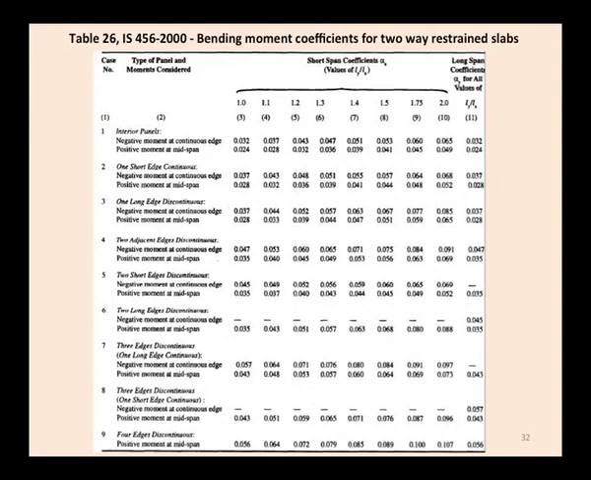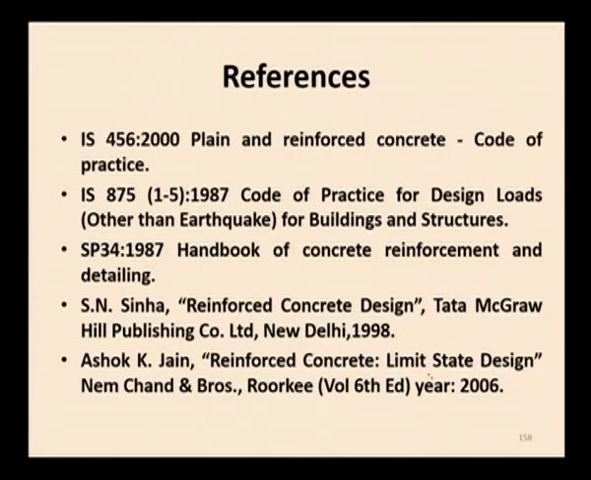For this problem we need to select, that is 3 edges discontinuous, 1 short edge continuous. So, we need to select the 8th case for finding the moment coefficients for finding the bending moment along both directions. In connection with the references, IS 456 2000, that is the plain and reinforced concrete code of practice, and another code book which is used to select the design loads for buildings and structures, that is IS 875. Then another book which is used to draw the reinforcement detailing of the slab, that is SP 34 1987.